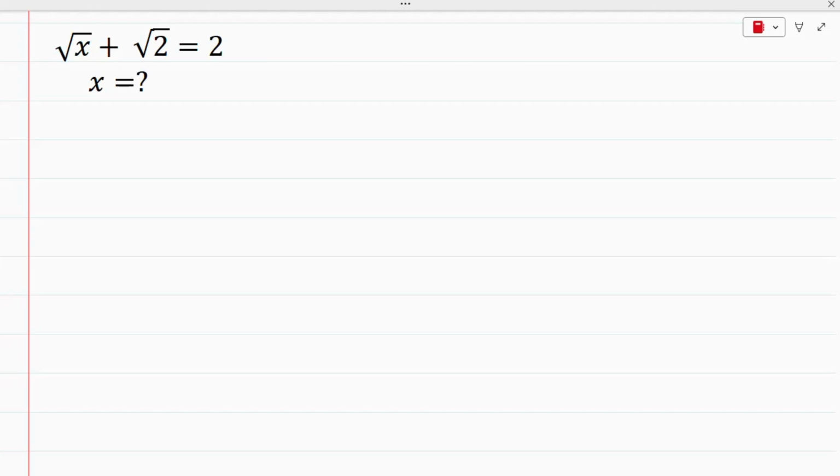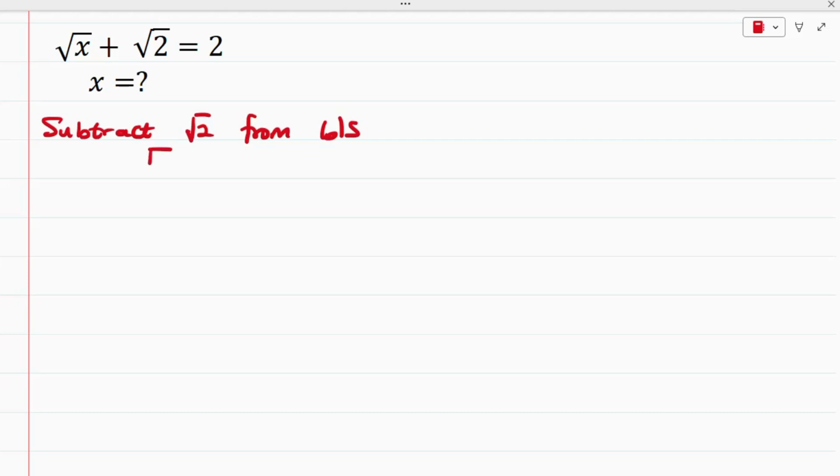So right here we have the Stanford University entrance examination question and we are to find the value of x. So the first thing, guys, we want to do is simply isolate the square root of x. In order to isolate the square root of x, we simply subtract the square root of 2 from both sides.